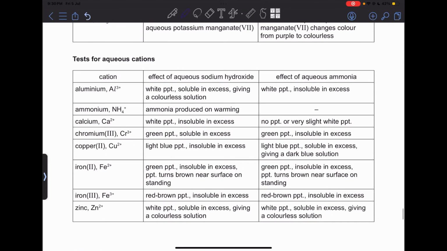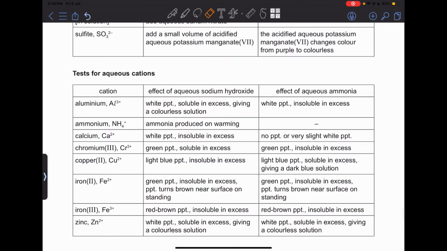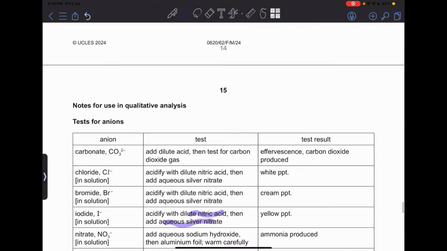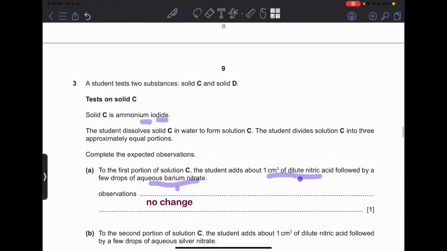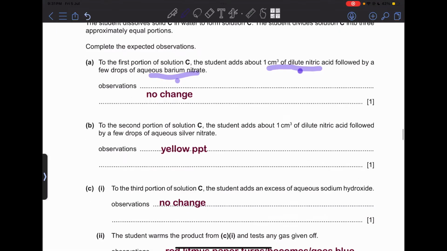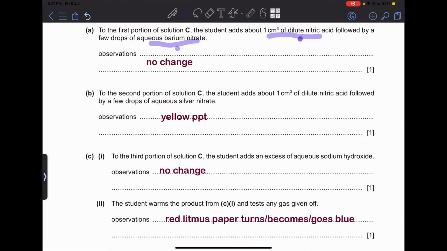Ammonium, sorry, ammonia produced on warming, they did not warm it or add sodium hydroxide. So there's going to be no change. Over here we're going to write down no change. So B says to the second portion, or that it's the same thing.